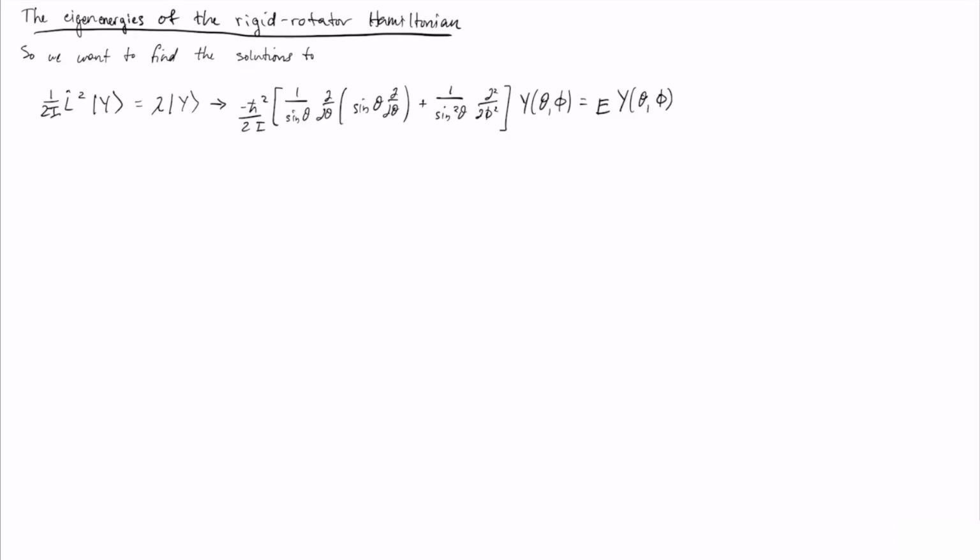Okay, and the first step we're going to do is to simplify the whole thing a little bit by first multiplying both sides by 2I over minus h bar squared times sine squared theta. And then we're going to furthermore try to collect all of the terms on the left-hand side. So we'll multiply both sides by this constant and then move everything over to the left-hand side so this is equal to 0.